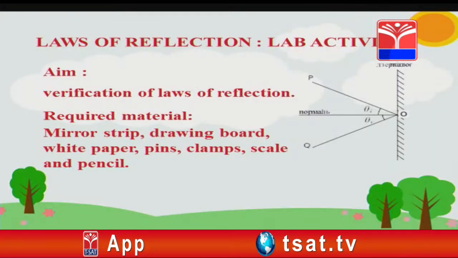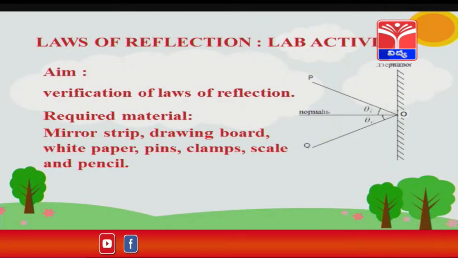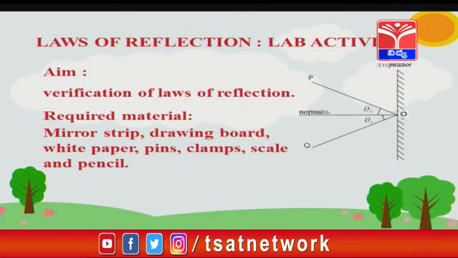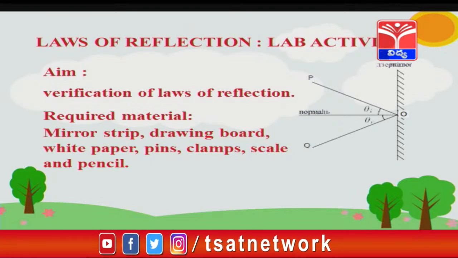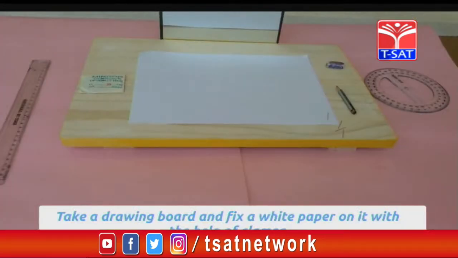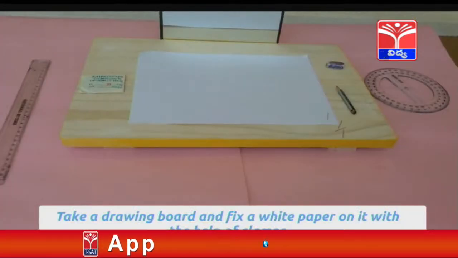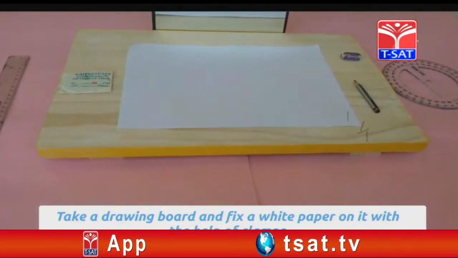Laws of reflection. To know the laws of reflection, we need to perform a lab activity. The aim of this activity is verification of the laws of reflection. The required materials are mirror strip, drawing board, white paper, pins, clamps, scale and pencil. Take a drawing board and fix a white paper on it with the help of clamps.